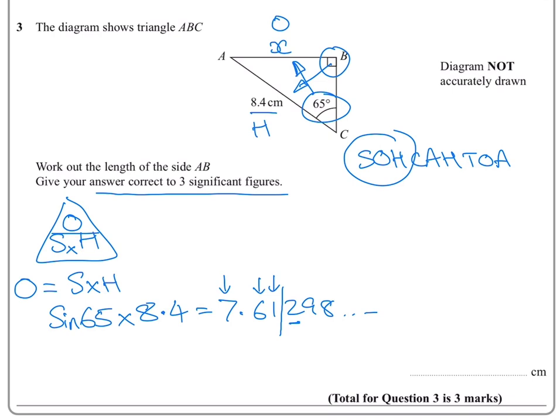But before deciding it's 7.61, I need to check the next digit to the right, in this case the 2. If it is ever 5 or higher, we have to round up to 7.62. In this case, because it's less than 5, we don't have to, so our final answer is 7.61 centimeters.